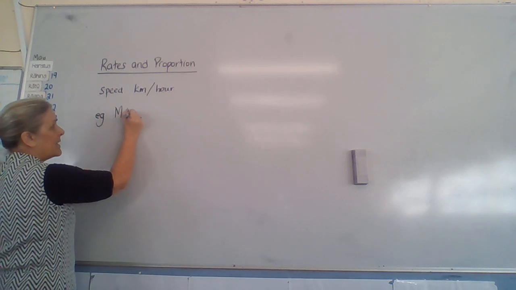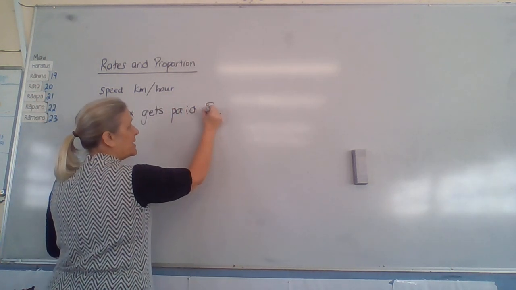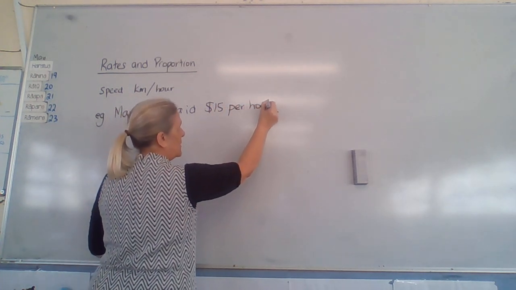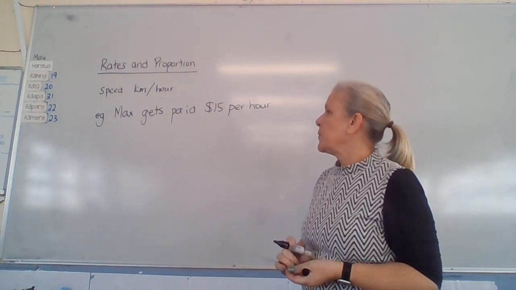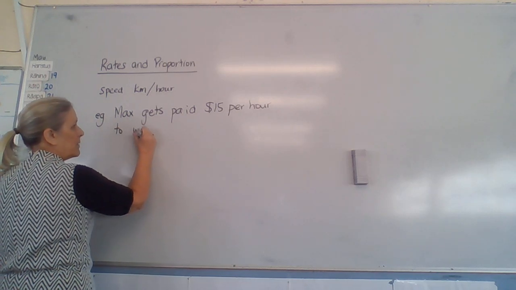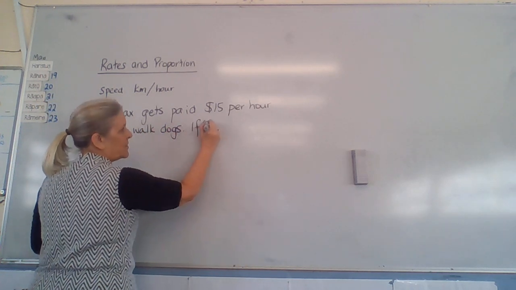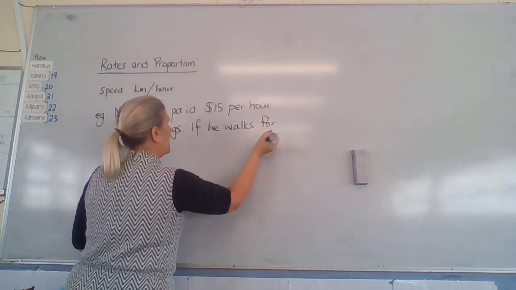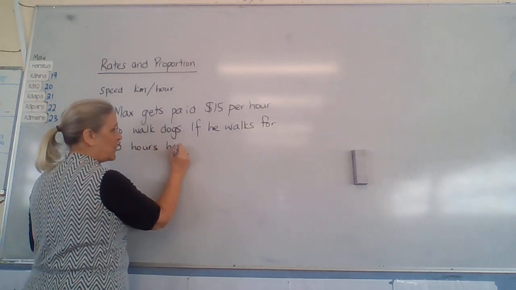So perhaps Max gets paid $15 per hour. Not very much. It's on the slide. It's not being taxed or anything. So he's getting paid $15 per hour to walk dogs. So if he walks for 3 hours, how much will he earn?